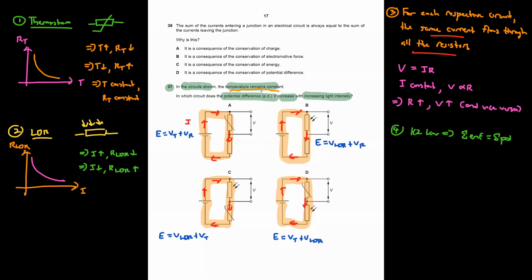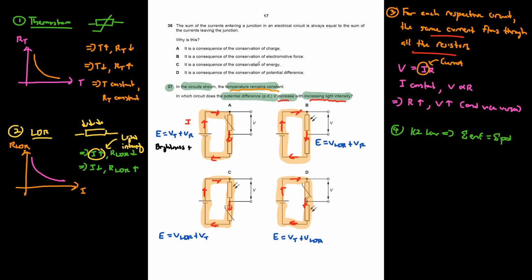Now notice that there are actually two I's in the writings on the screen right now. This I here refers to current, whereas this I here refers to light intensity. So in order to avoid any confusion going forward, I'll just refer to the light intensity directly as something else. Let's just say, for example, I call this brightness. Brightness increases, because the question here wants a voltage measurement that increases with light intensity.